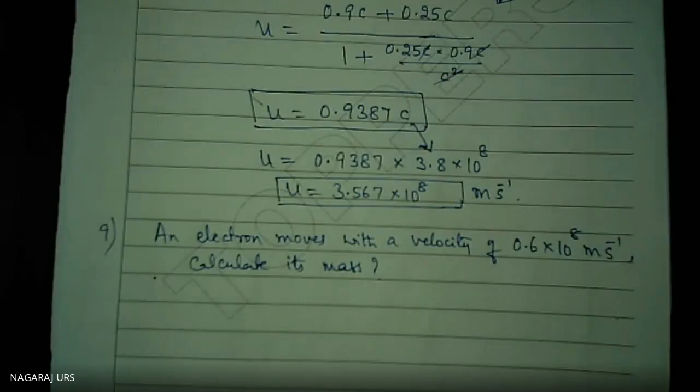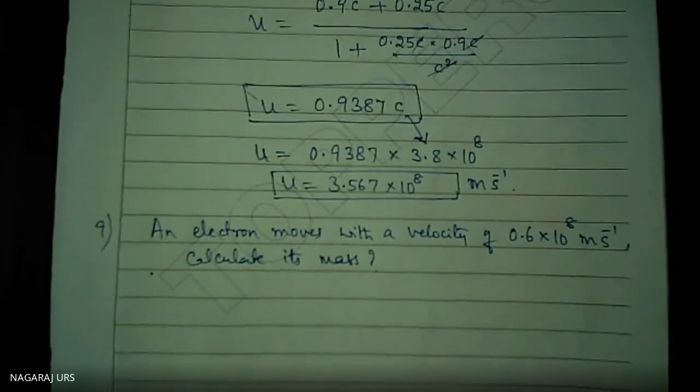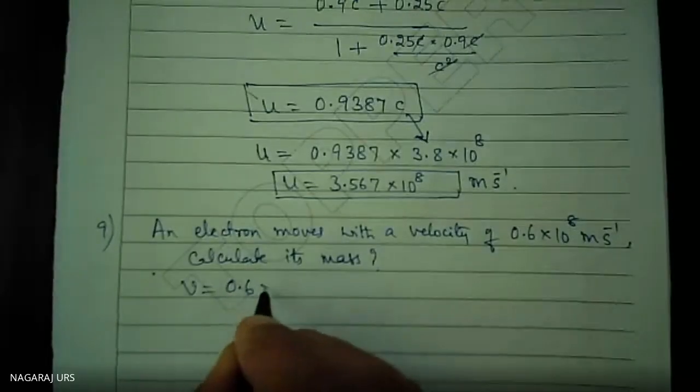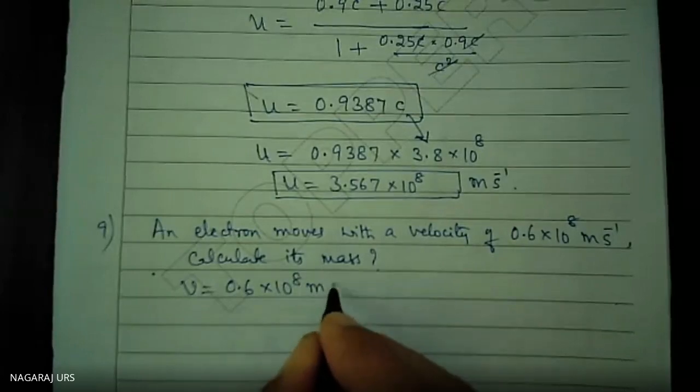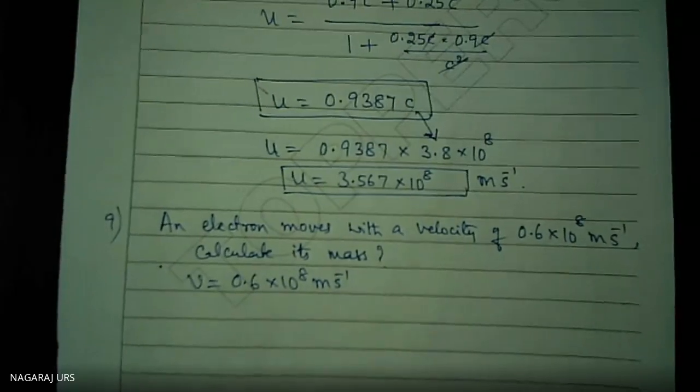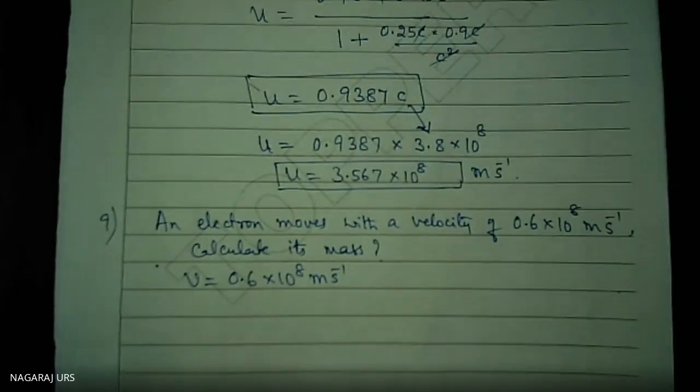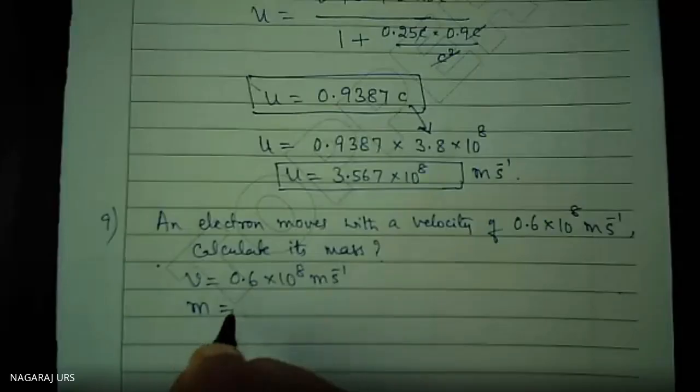Now, Rigo, go on answering. Only a one line question is there. You read it. Most probably you have already read it. Just tell me the data. V is equal to 0.6 into 10 to the power 8 meter per second. Very good. Then the mass of the electron should be written. What is to be determined? Mass of the electron.